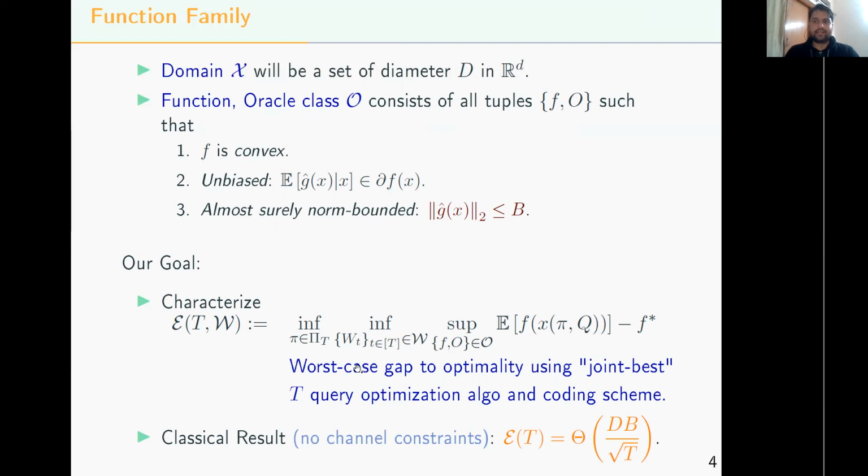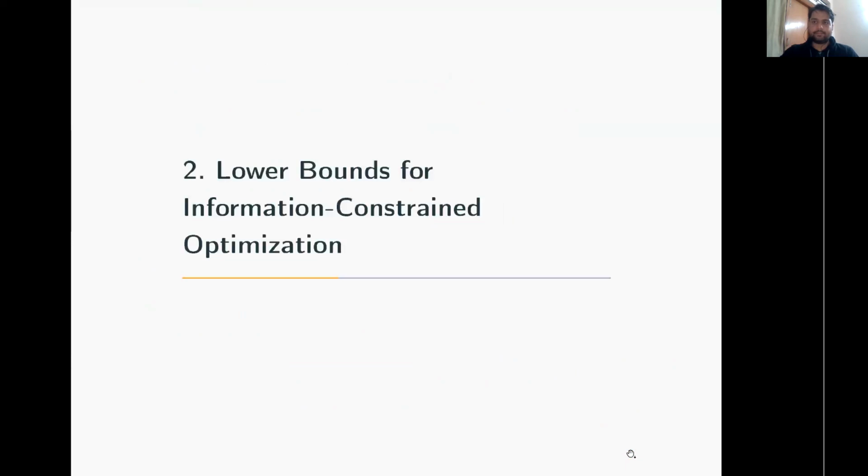So let's recall the classical result when there were no information constraints. Given T queries, we would converge at the rate 1 by root T. Our expected gap to optimality given T queries is 1 by root T. So what is the blow up because of the information constraints?